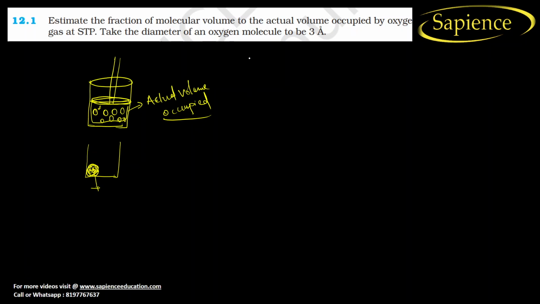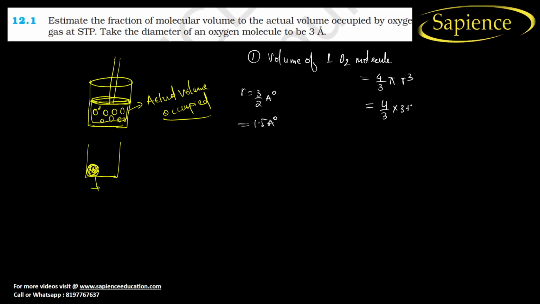So first of all, how will you find the volume of one O2 molecule? Volume of one O2 molecule is equal to 4 by 3 into pi into radius cube. They have given the diameter as 3 angstrom, so the radius is 3 by 2, which is 1.5 angstrom. So we will use this to find the volume of the molecule. Volume of the molecule will be 4 by 3 into 3.14 into the radius whole cube.